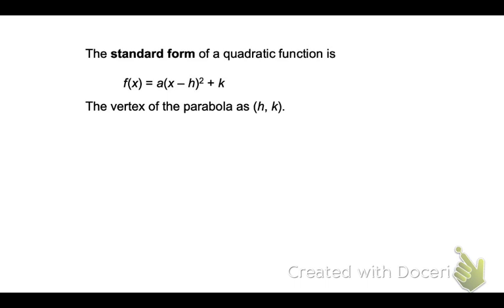Now, did I just write this? Yes. H and K is the vertex. That's when we move left, right, up, and down. The plus and minus isn't there. Again, this isn't mine, this is theirs.